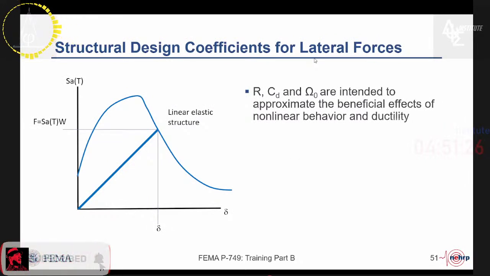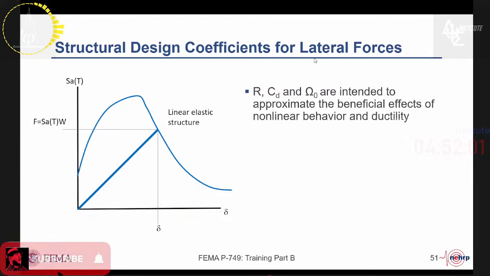I've shown here an arbitrary spectral response acceleration coefficient expressed not as spectral acceleration versus period, but rather as spectral acceleration versus displacement. This is called an acceleration displacement response spectrum. Some of you that are familiar with the ATC 40 document will be familiar with this type of spectrum.